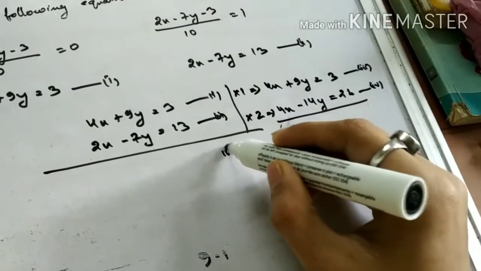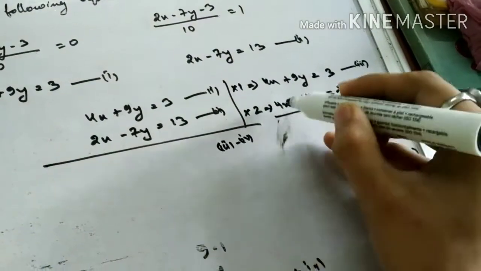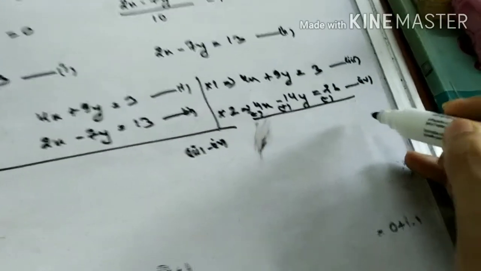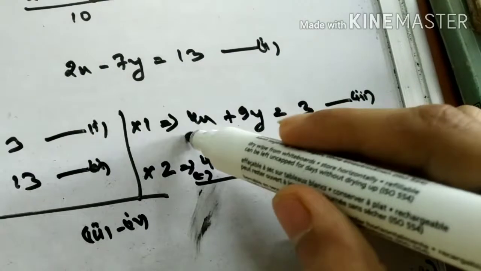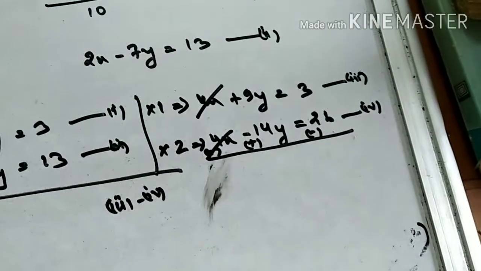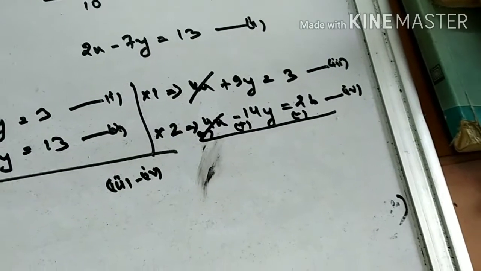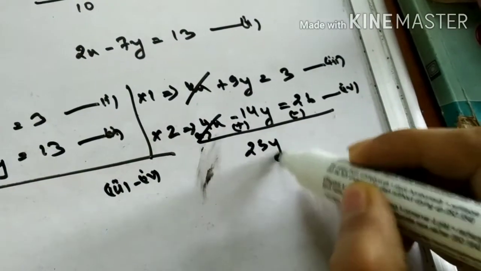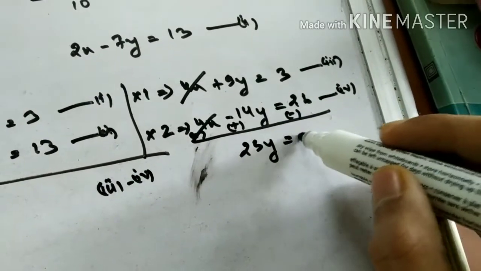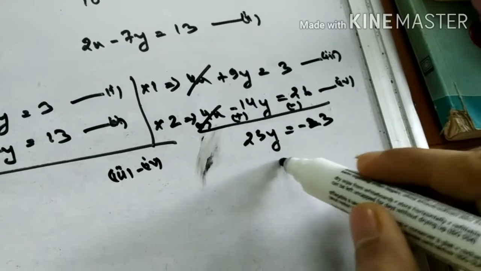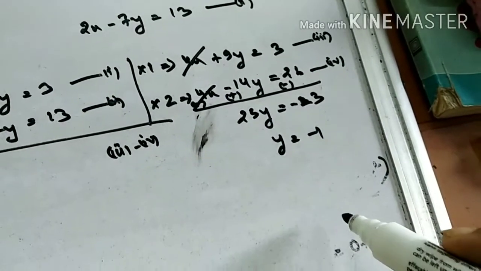Now I will do equation 3 minus 4. So this becomes minus, this becomes plus and this becomes minus. So now this and this you can cancel. 9y plus 14y you will get 23y is equal to, minus 26 plus 3, minus 23. So y is equal to minus 1 you will get.